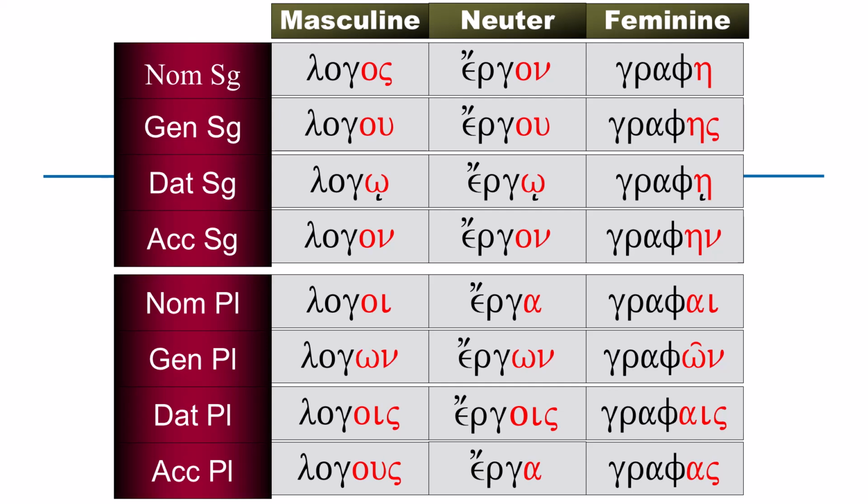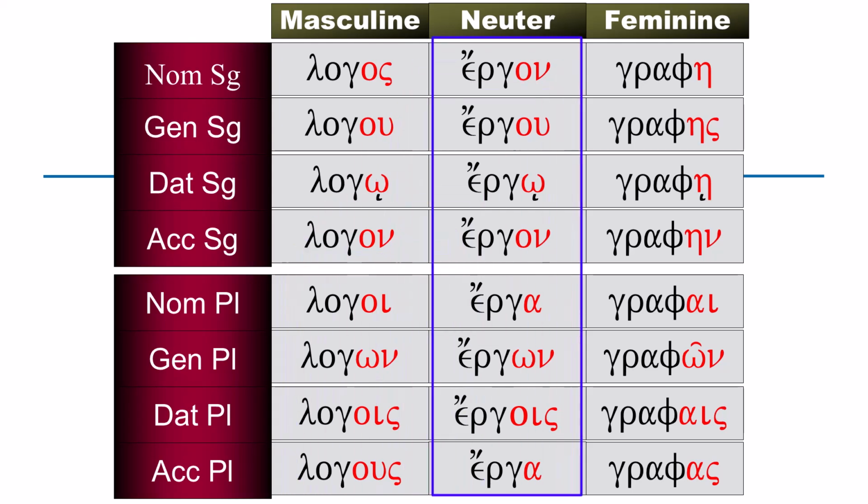Logos means word, and that's why you have singular endings as well as plural endings. If you want to put it in the plural, again you follow the same structure. Depending on the function of a word, it can be in the nominative, the genitive, the dative, or the accusative. And that applies to other genders.